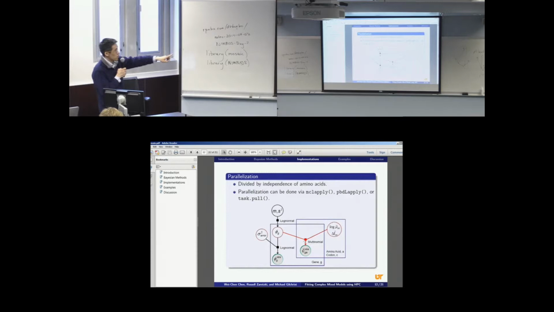So actually, I can parallelize the red line component. By independence of amino acids, there are 20 amino acids. So I can parallelize that calculation of the likelihood with the VGAM fit. So I parallelize over 20 cores, say I have 20 cores, each one does the VGAM fit of the model, and the package calculates the likelihood. So in this one, I parallelize this component.